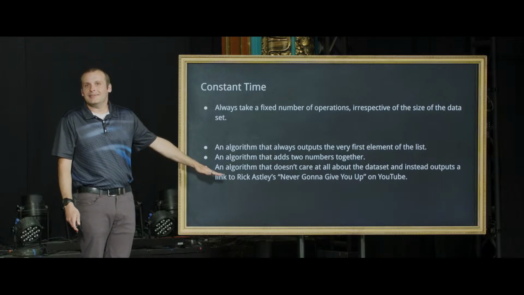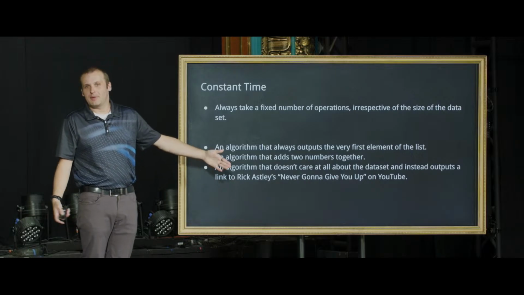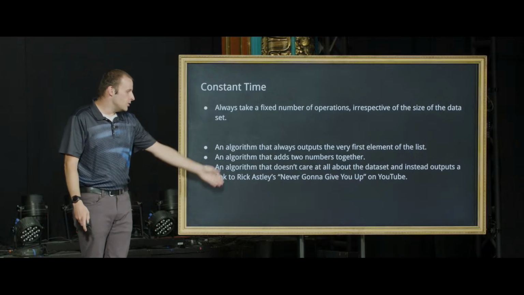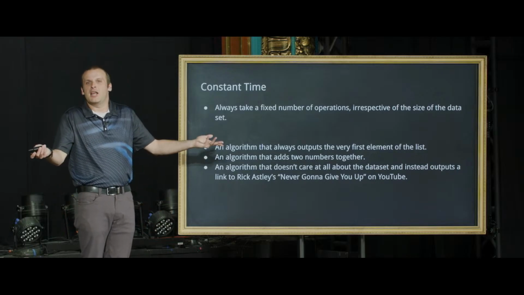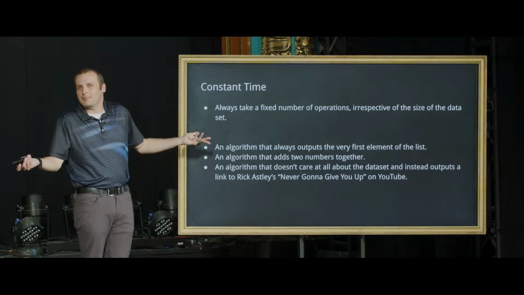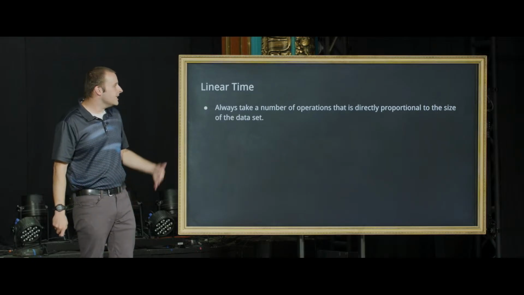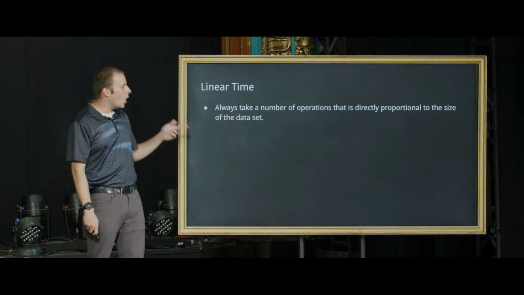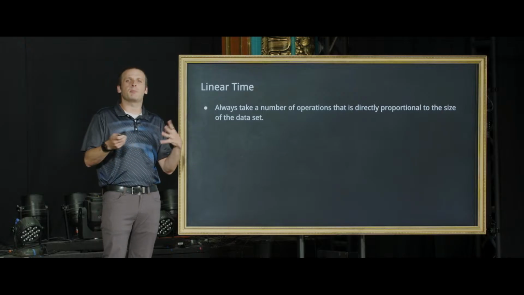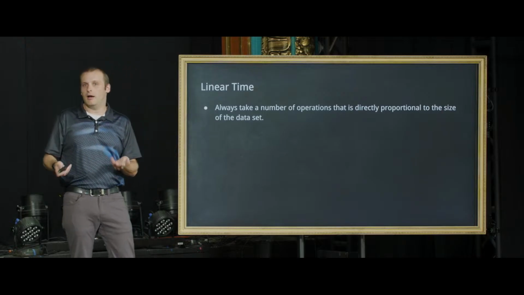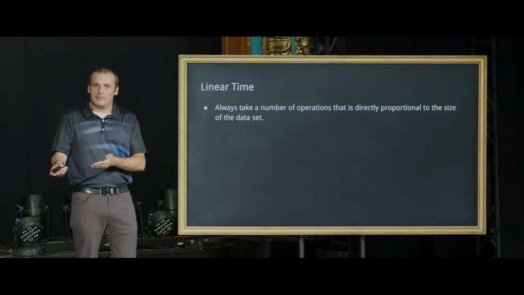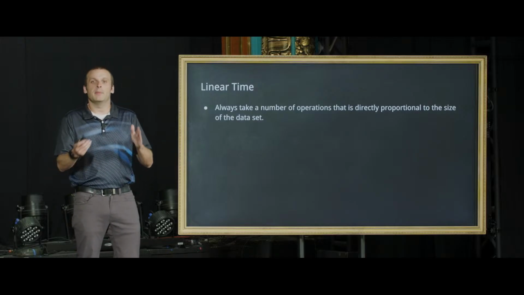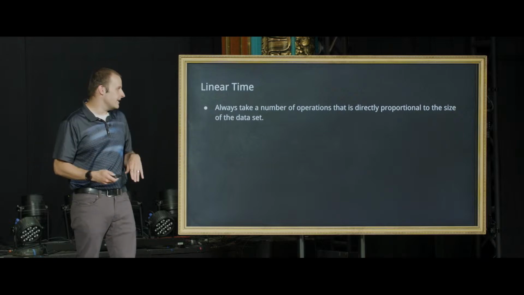Or an algorithm that just completely ignores the data set entirely and does something else. So an algorithm that gives you the link to a viral YouTube video that has nothing to do with the data set, that would be a constant time operation. Linear time operations, by contrast, are always directly proportional to the size of the data set. So it may be one step for every one element. It may be 3 steps for every one element, but it's directly proportional to the size of that data set.